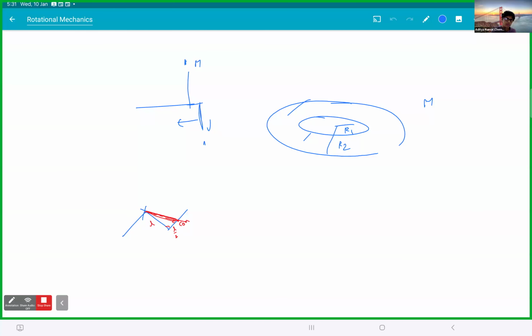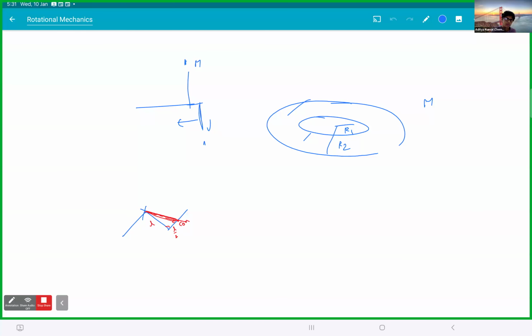Steps to solve. First one, choose your system. The first step is standard actually. Choose your system and draw an FBD. Second thing, assign linear and angular accelerations.